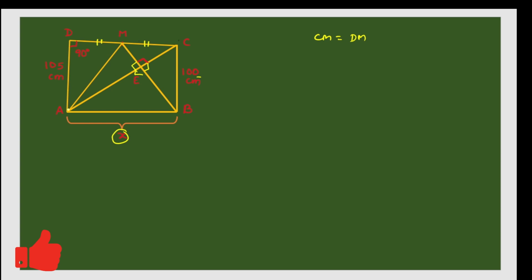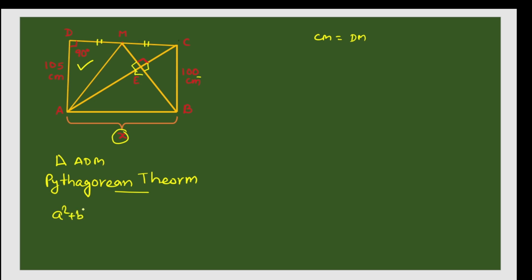Now for the solution, we have connected points A and M. Now let's concentrate on the right angle triangle ADM. According to the Pythagorean theorem, a square plus b square is c square, right? Here c is the longest side, it is AM. So c square will be AM square, right? Here these two side lengths are equal, meaning DM is equal to CM.